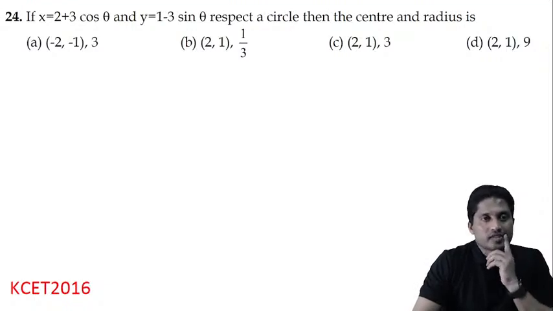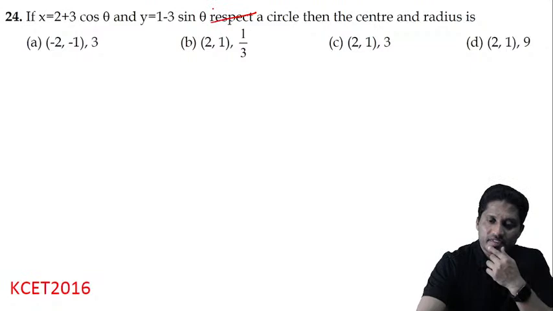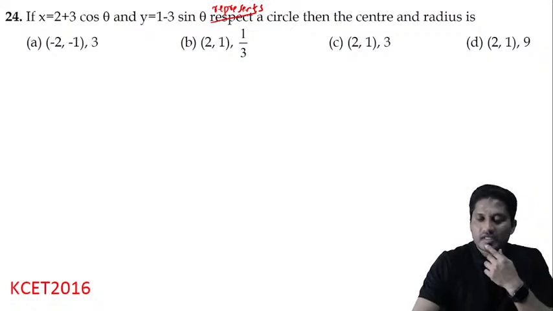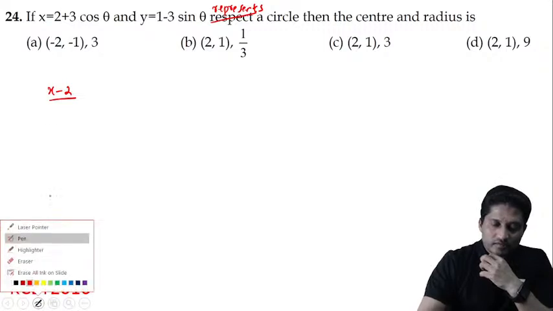x is equal to 2 plus 3 cos theta, y equal to 1 minus sin theta. Represents a circle, then the center and the radius is. I can write this as x minus 2 equal to 3 cos theta.